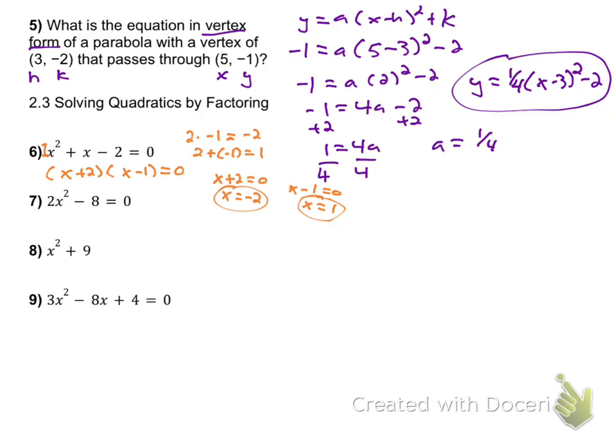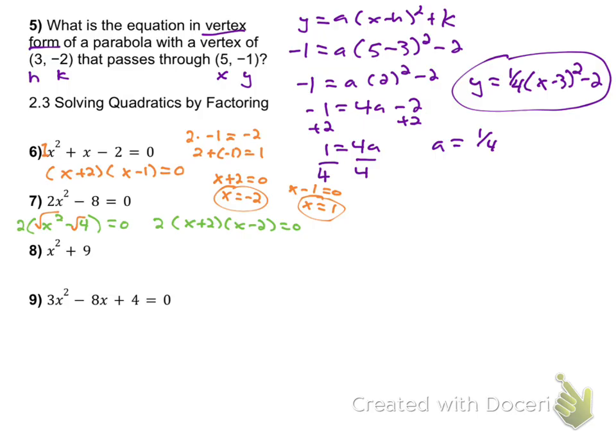Number 7, first step, every time we factor, we're looking for GCF. Here we have a GCF of 2, which leaves me with x squared minus 4 equals 0. X squared minus 4 is difference of squares, so I can take the square root of each term, and that will give me 2 times x plus 2, x minus 2 equals 0.